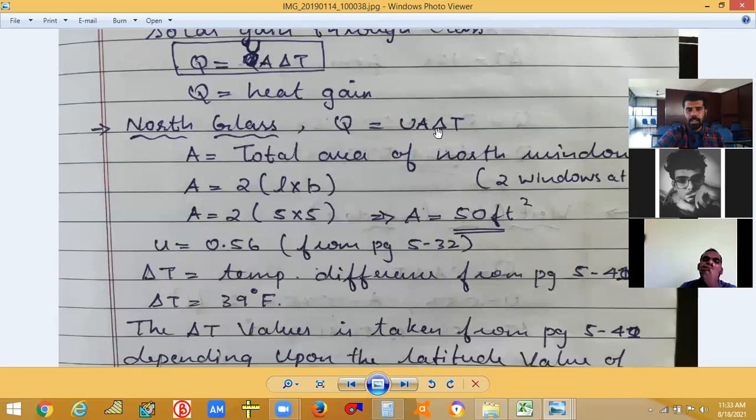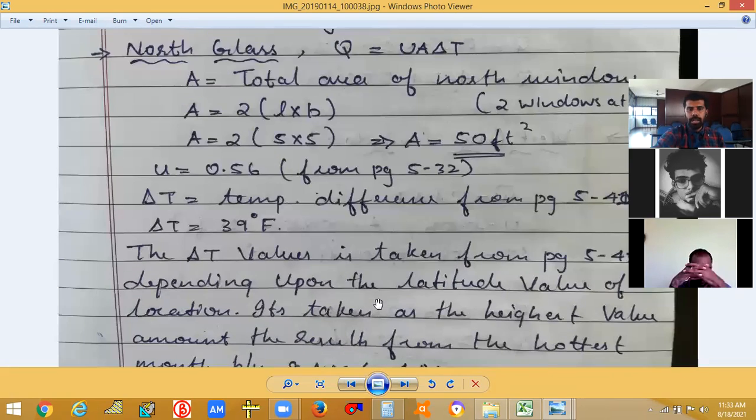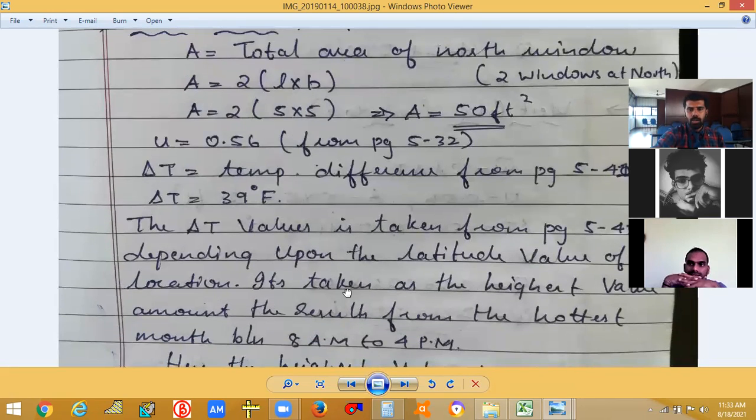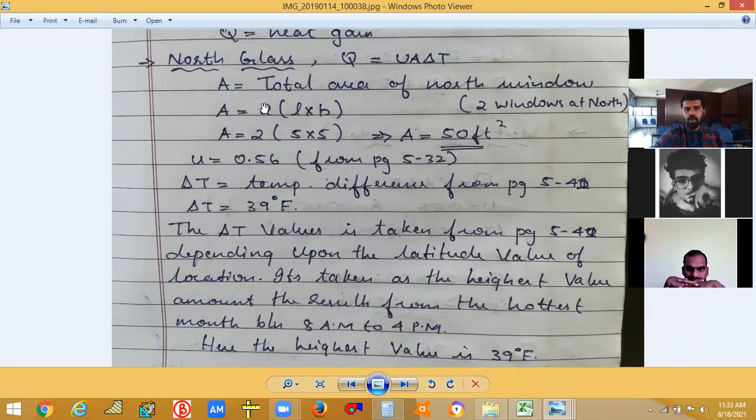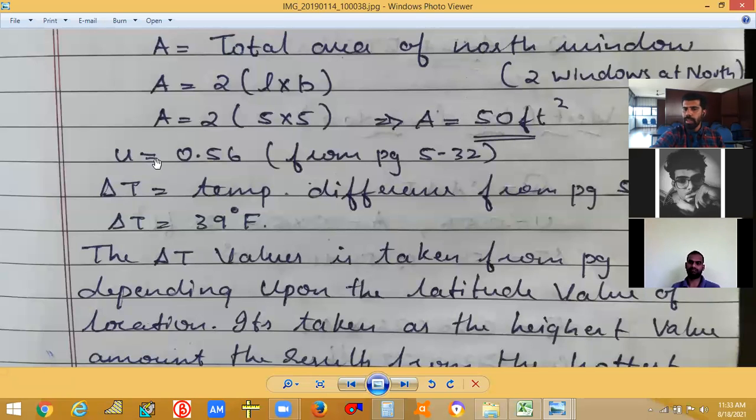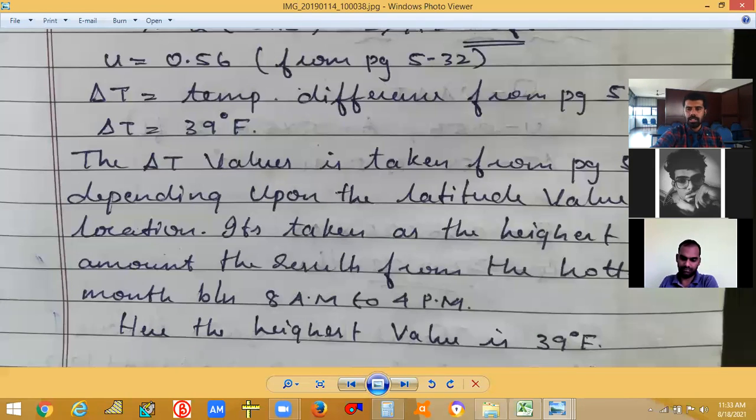Delta T means temperature difference. So to find out the temperature difference, you have to choose from a tabular column. Okay. So initially you know how to calculate the area, then you have found out how to find the U value by the graph or the tabular column. Now you are going to find the temperature difference. How to find the temperature difference?